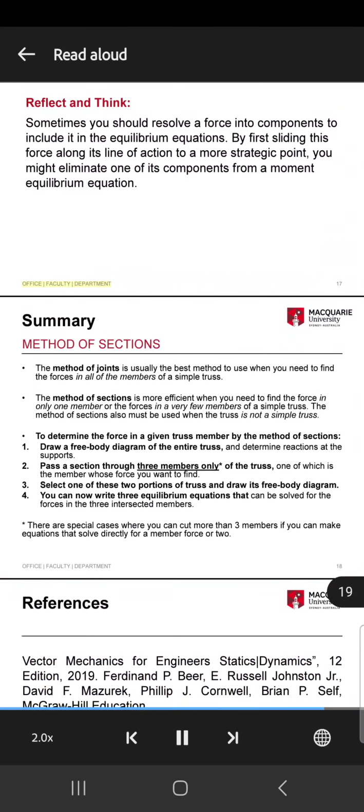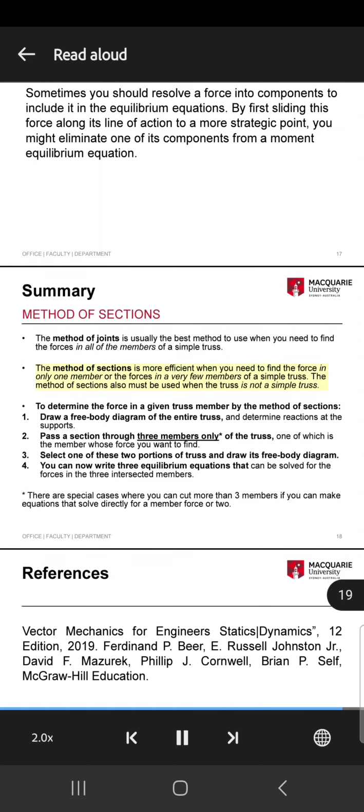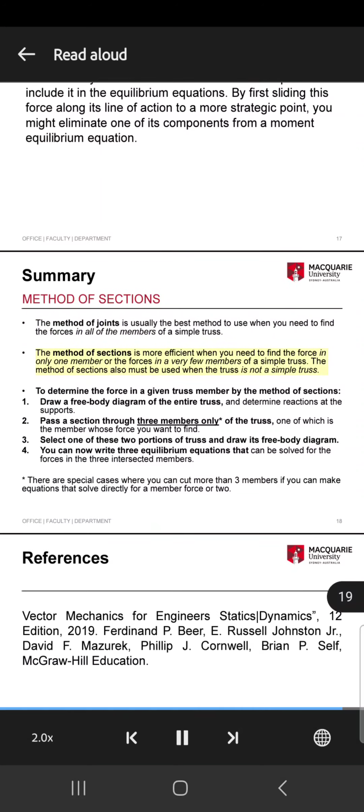The method of joints is usually the best method to use when you need to find the forces in all of the members of a simple truss. The method of sections is more efficient when you need to find the force in only one member or the forces in a very few members of a simple truss. The method of sections also must be used when the truss is not a simple truss.